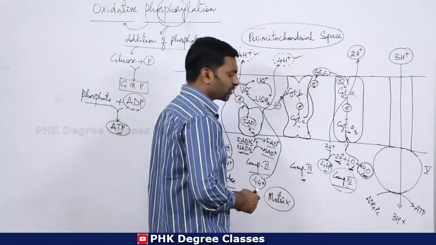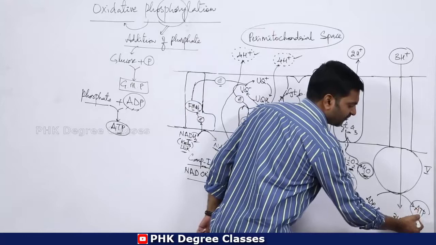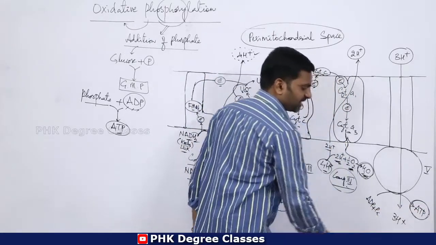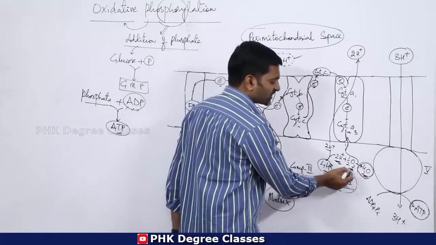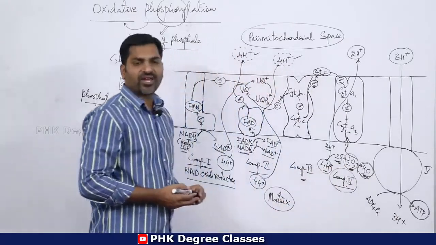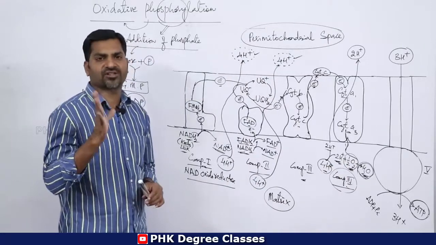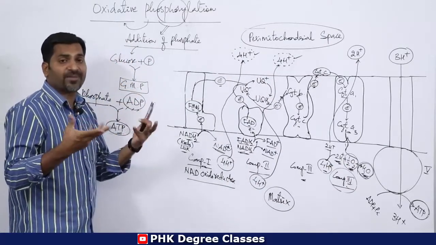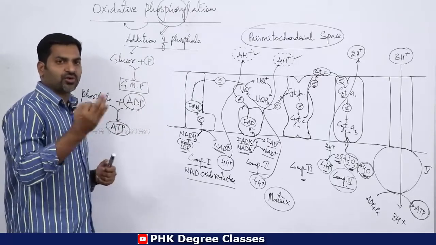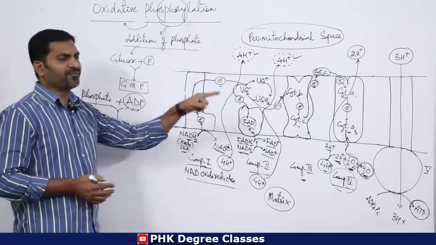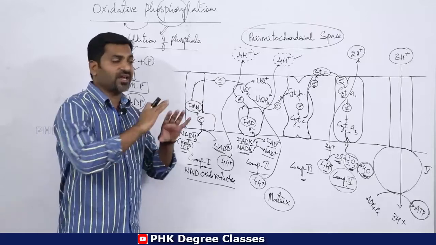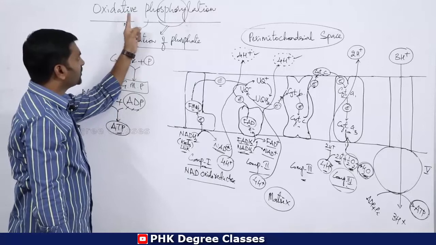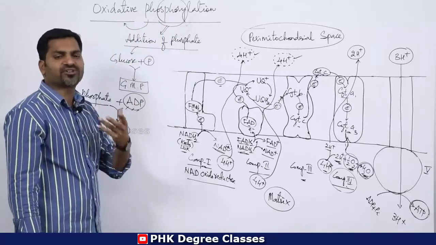Clear? So whenever oxygen is available, there will be formation of ATP, adenosine triphosphate. Remember, ATP is formed in the presence of oxygen. If there is no oxygen, there is no formation of ATP. Clear? So in the presence of oxygen there will be formation of ATP. Hence this entire mechanism is called oxidative phosphorylation.